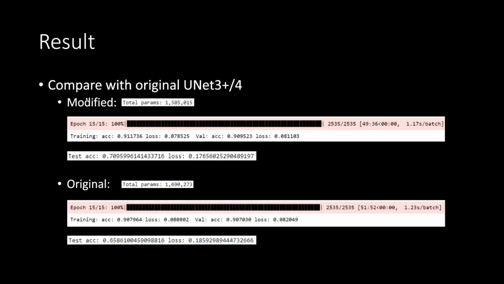So when I compared the modified model with the original UNet 3+ model, my modified model has fewer parameters, while the training accuracy and the validation accuracy are similar, around 90%. But for the test accuracy, my modified model has 5% more accuracy and 0.001 less in the loss. So I will call it a slight improvement, but it is not significant.